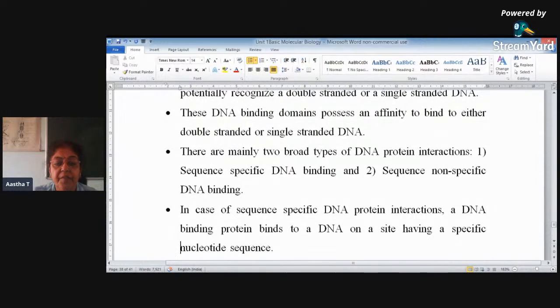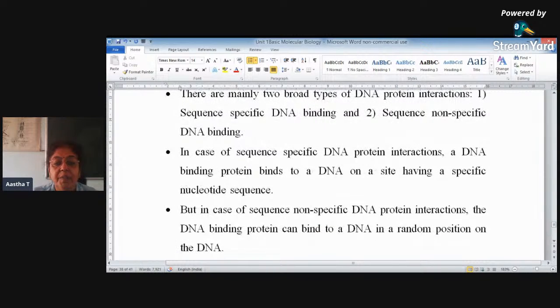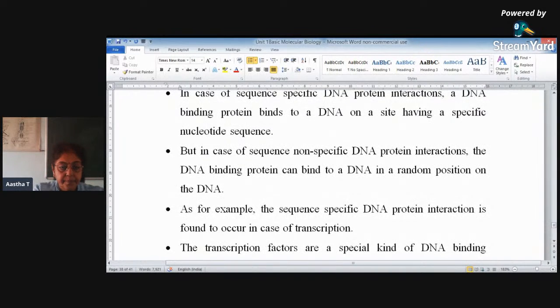In case of sequence-specific DNA protein interaction, the DNA binding protein binds to DNA on a specific site. In non-specific DNA protein interaction, binding of the protein to the DNA takes place at random positions on the DNA, any position on the DNA. For example, sequence-specific DNA protein interaction is found in case of transcription. So RNA polymerase binds to the promoter.